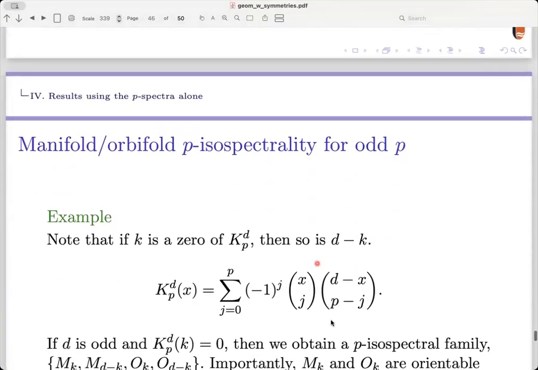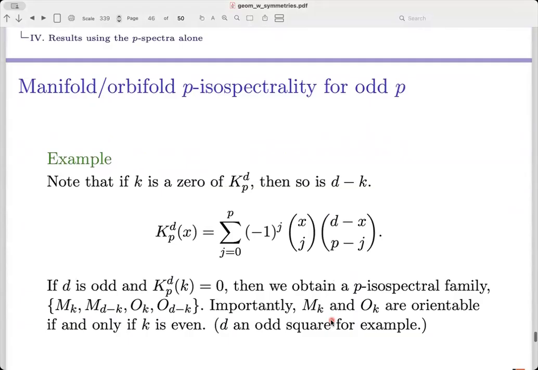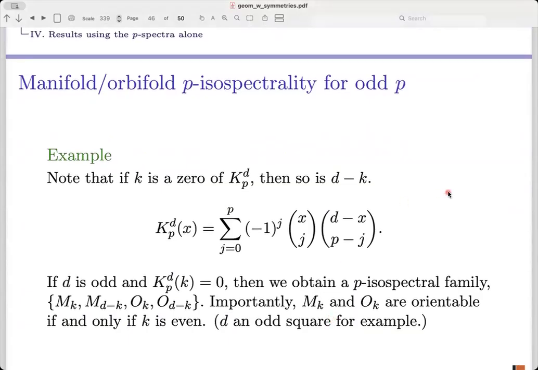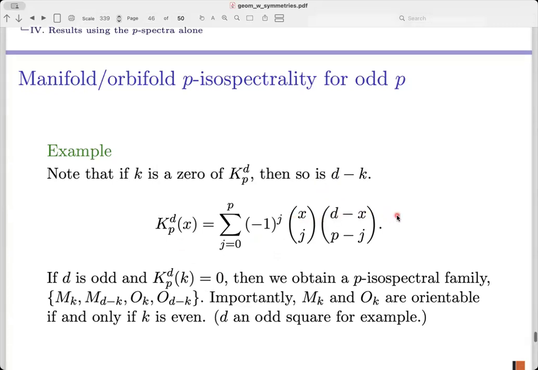And then using the same proposition in a different application of Krawtchouk polynomials, we make an observation. So it's kind of fun combinatorics. If k is a 0 of the Krawtchouk polynomial K_{d,p} of x, then so is d minus k. You kind of reverse the roles of x and d minus x, and you get another 0. So suppose d is odd, and we have a Krawtchouk polynomial vanishing at k. Then using the proposition above, we end up with this family of 4 p isospectral objects, M_k, M_{d-k}, etc.